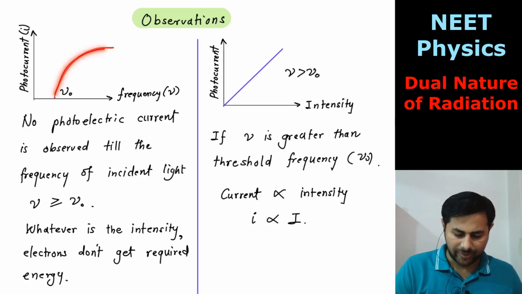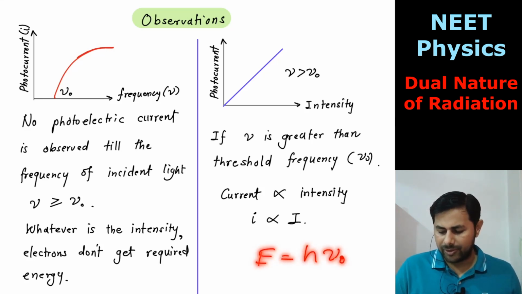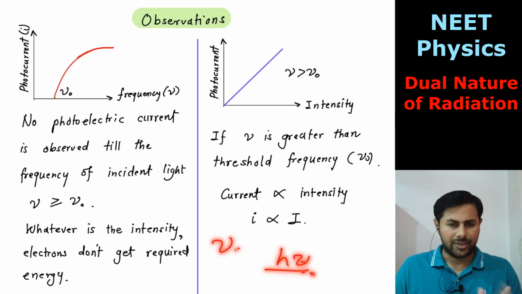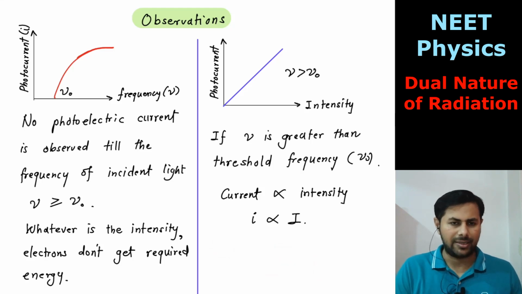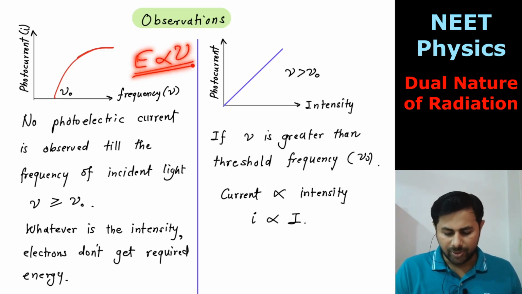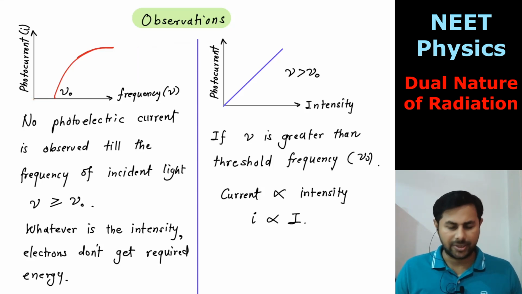So see the first one. Einstein says that the energy of the light is equal to h times nu. So if nu is less than nu naught, it's very clear that the energy of light is not sufficient, because energy is directly proportional to frequency. So electrons are not getting a sufficient amount of energy to come out of the metal surface. That's why they don't come out, and that's why the current is equal to 0. So the first graph is clear.